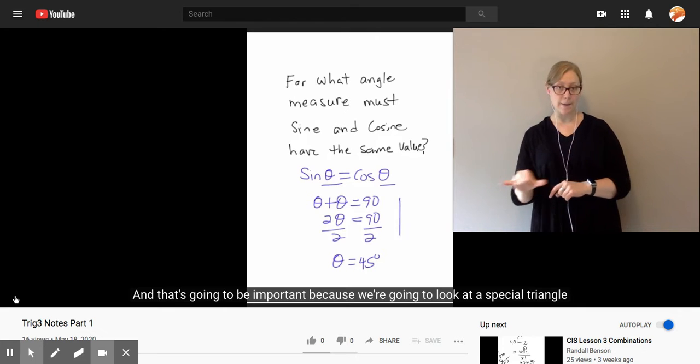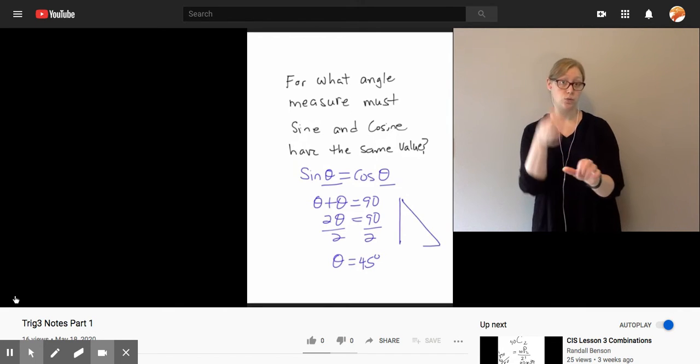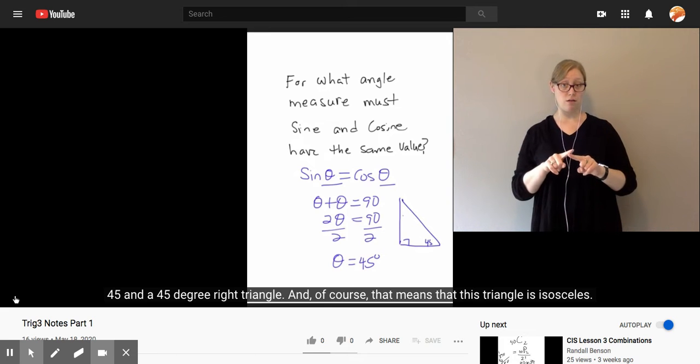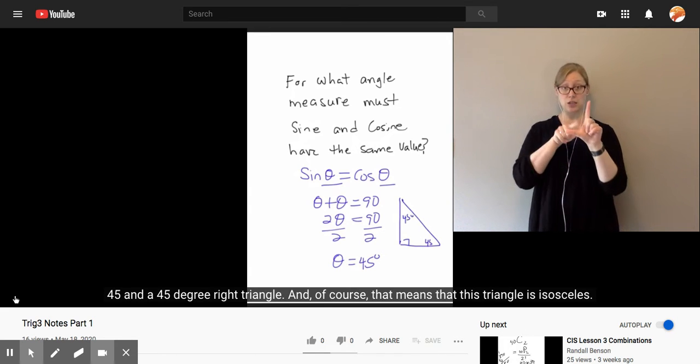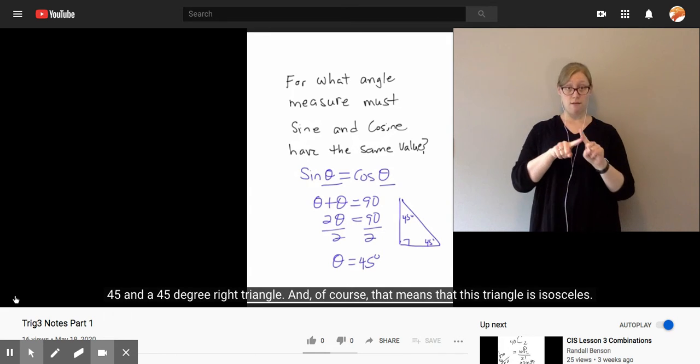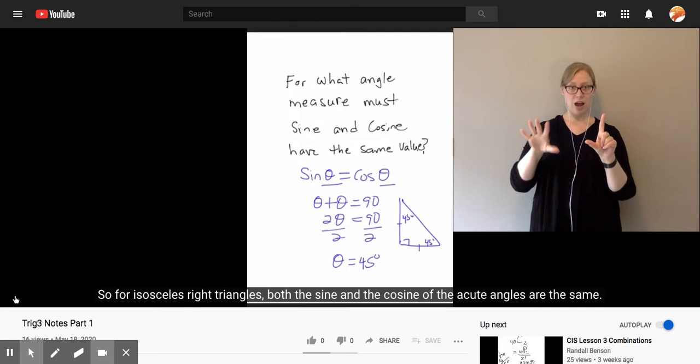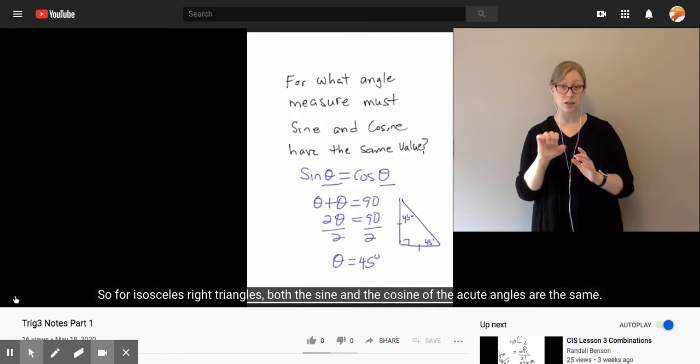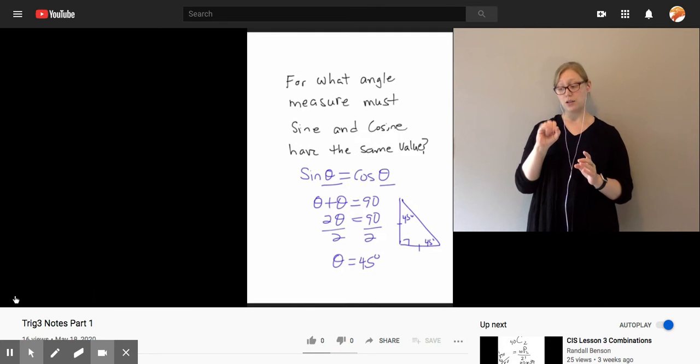And that's going to be important because we're going to look at a special triangle that is a 45 and a 45 degree right triangle. And of course, that means that this triangle is isosceles. So for isosceles right triangles, both the sine and the cosine of the acute angles are the same.